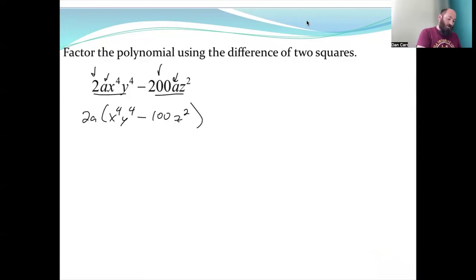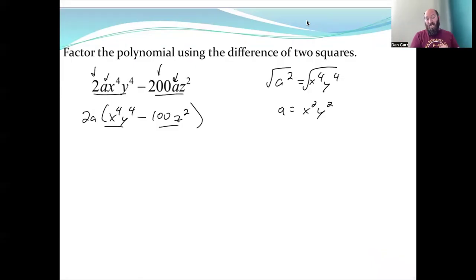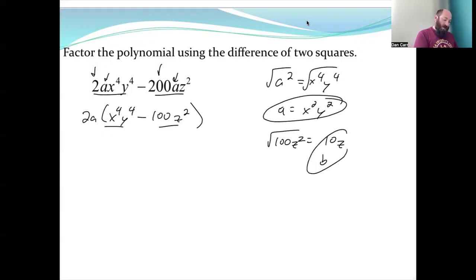Now those are both perfect squares right here. So if I call a squared equal to x to the fourth y to the fourth, I can square root that so that a is equal to x squared y squared. We're basically going to take the square root of x to the fourth, which is x to the second power. Square root of y to the fourth is y to the second power. Same thing with 100z squared. That's going to turn into 10z. So this is going to be my b right here in my pattern, and that's my a. So that means I can do this as 2 times a times x squared y squared minus 10z, x squared y squared plus 10z.